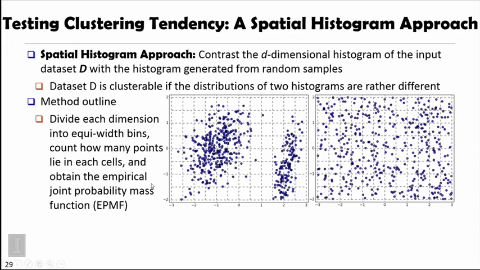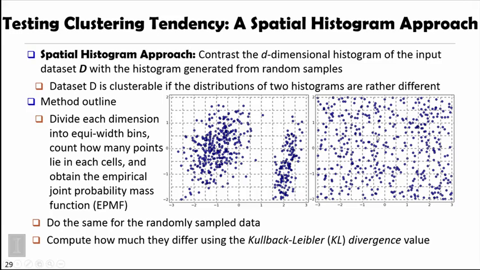The concrete method is we try to divide each dimension into equal width bins. Then we see for each cell how many points are in it. Then we can generate an empirical joint probability mass function. Then for the randomly generated data sets, we do the same and generate an empirical joint probability mass function. Then we try to compare whether these two differ quite a lot. That means we want to compare how much they differ. The typical method is we use KL divergence. That means we calculate the KL divergence value.